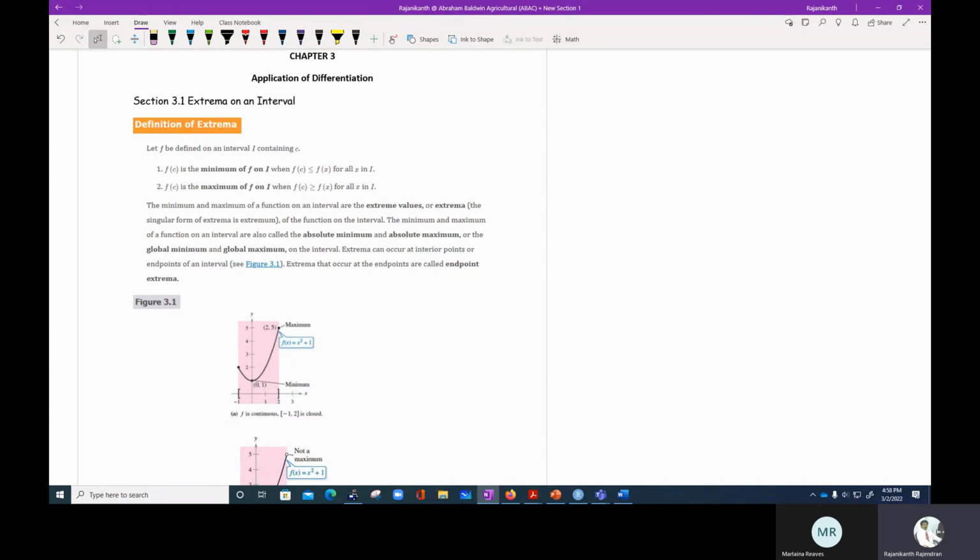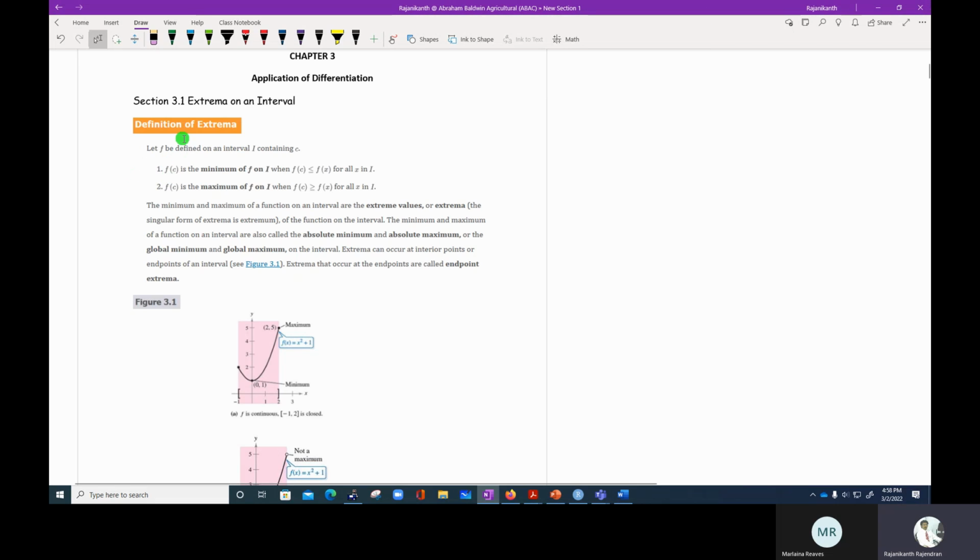This is section 3.1 from chapter 3. We are going to apply differentiation, or derivatives, on real life applications. We're going to do those things. First, let us consider some definitions. The first one is the definition of extrema.